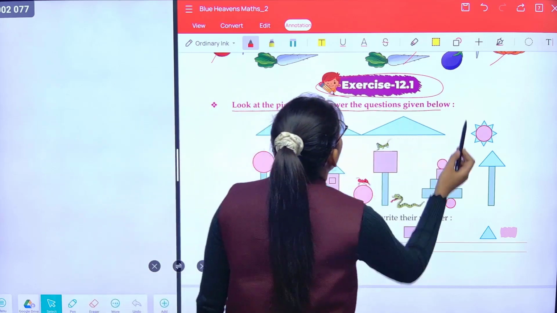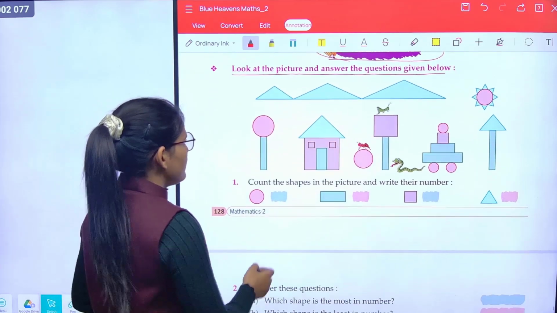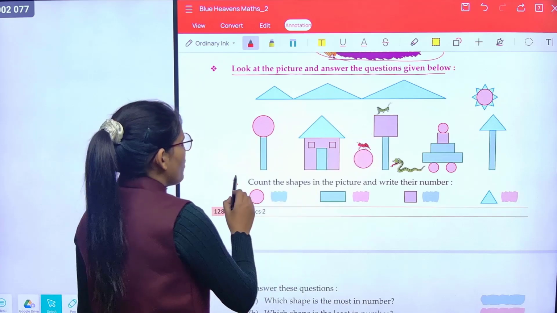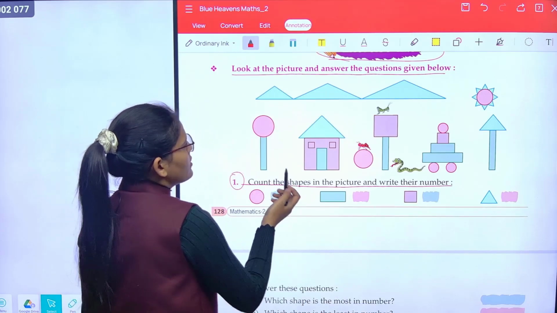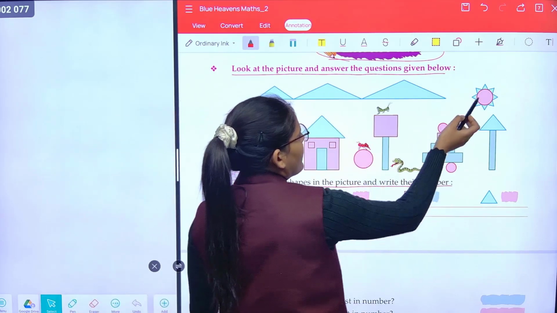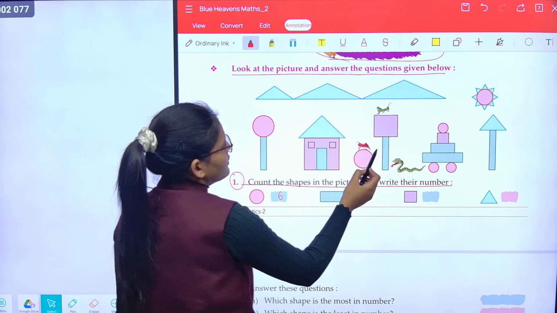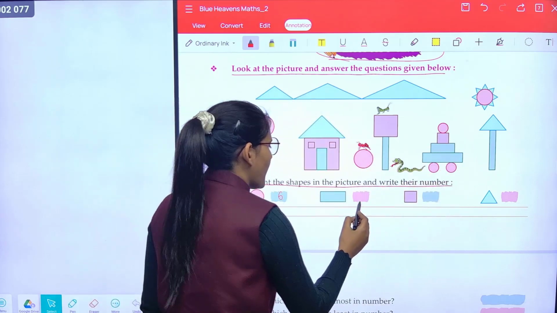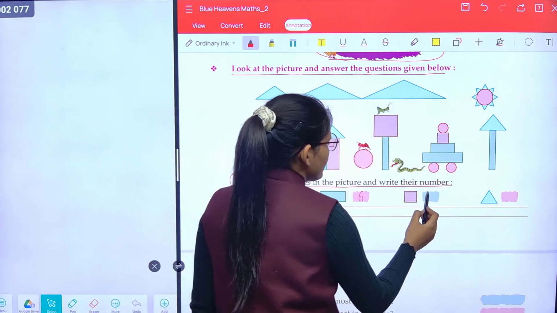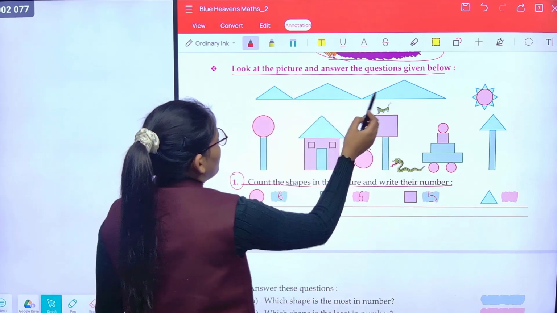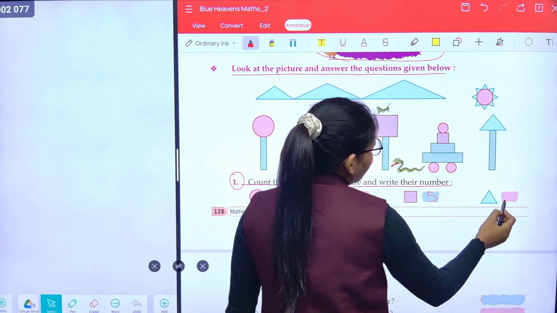Look at the picture and answer the questions given below. Now, class, this is a picture. Question number 1: count the shapes in the picture and write their number. Circle: 1, 2, 3, 4, 5 and 6. Rectangle: 1, 2, 3, 4, 5, 6. Square: 1, 2, 3, 4, 5. 5 squares. Triangle: 1 to 13.